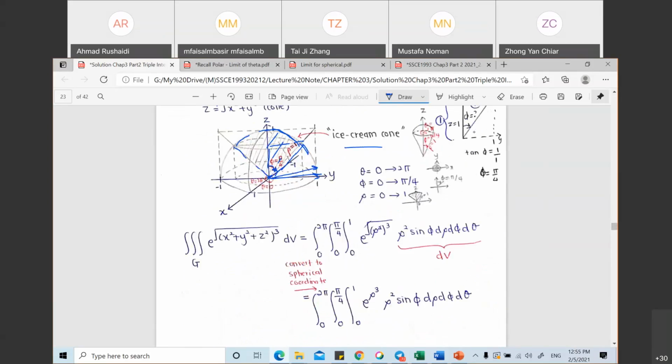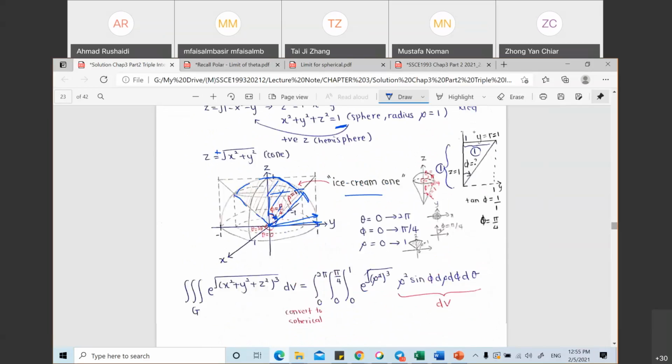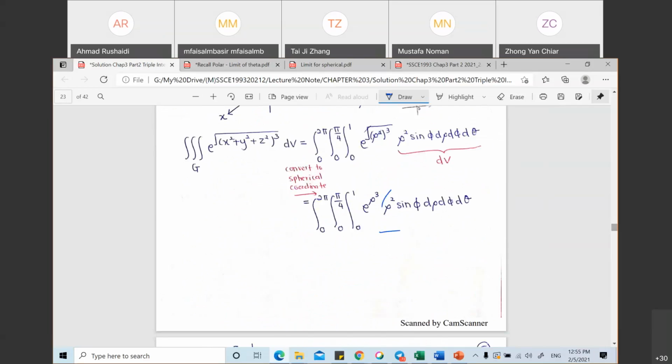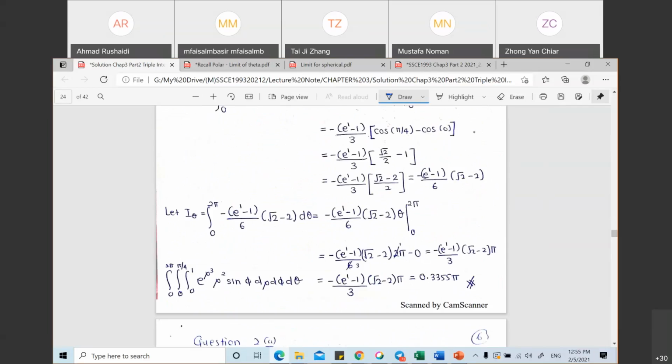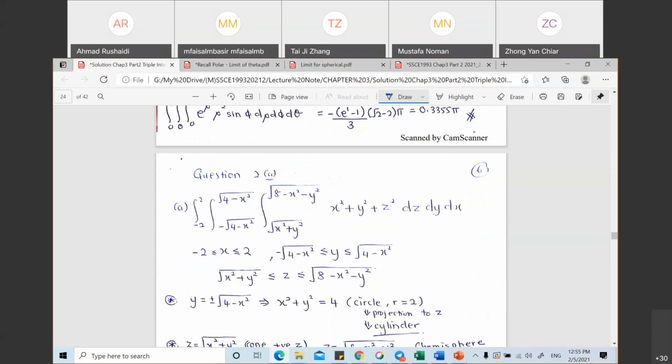Okay, then you can do this on your own. The thing is, the limit must be correct. Very long, you have to see. Okay, 1 and then 2a. This is the question. Okay, we see the question first.